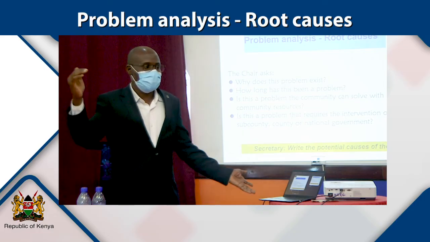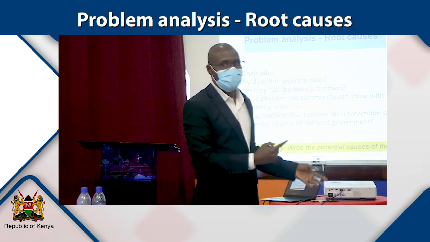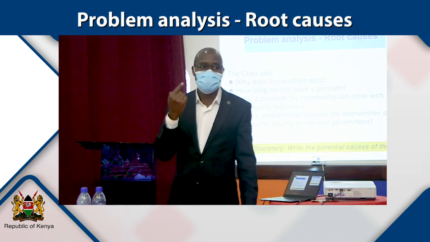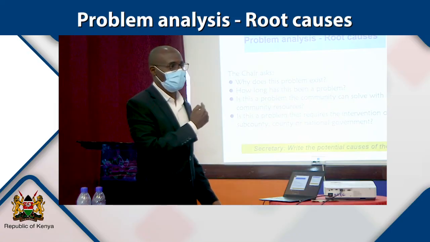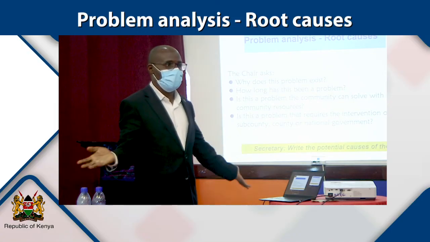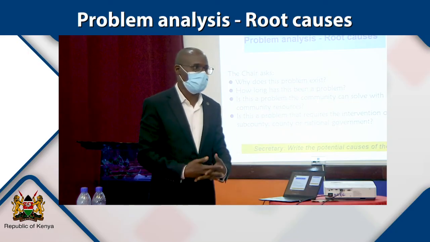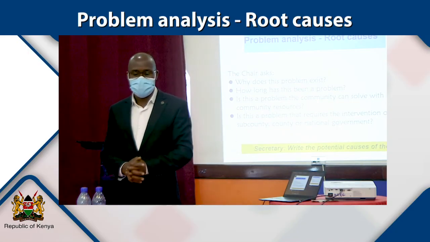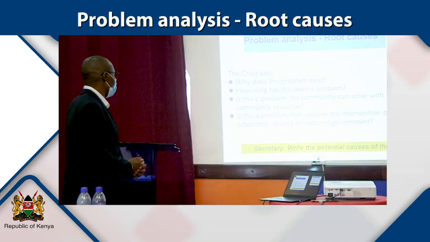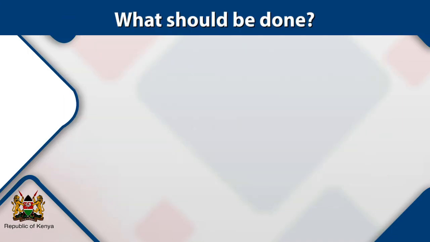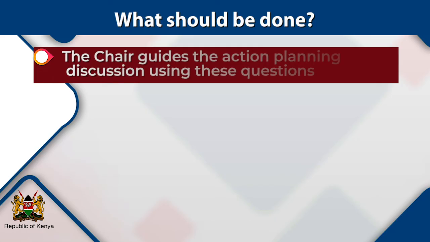And say, director, in this facility, we are supposed to have 5 staff members, but we only have 1. And that one is overwhelmed. Because of that, when community members come to seek services, they wait all day before they get service, and they're already complaining about that. They're not happy staying in the facility for a whole day. Then ask also, how long has this been a problem? What should be done? The chair guides the action planning discussion using these questions.